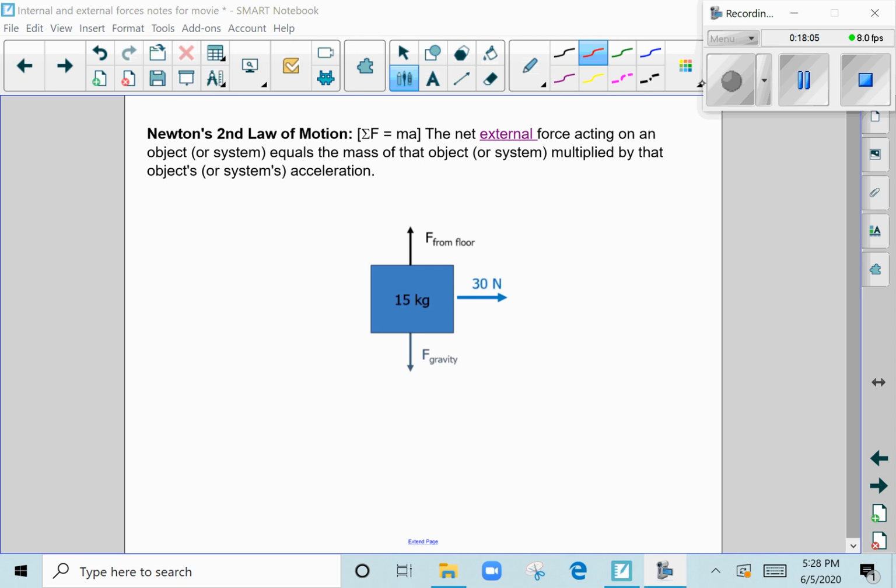Please notice, though, that internal forces don't apply here. Internal forces never affect the motion of a system. Yes, the forces that are internal will play important roles. However, they do not actually affect the behavior of the system as it moves as a whole.